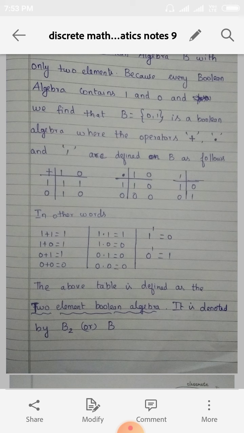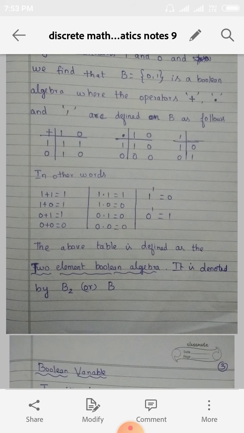In other words, it can be defined as 1 plus 1 is equal to 1, 1 plus 0 is equal to 1, 0 plus 1 is equal to 1, 0 plus 0 is equal to 0. Or in multiplication, 1 into 1 is equal to 1, 1 into 0 is equal to 0, 0 into 1 is equal to 0, 0 into 0 is equal to 0. And next one, 1 complement is equal to 0 and 0 complement is equal to 1.